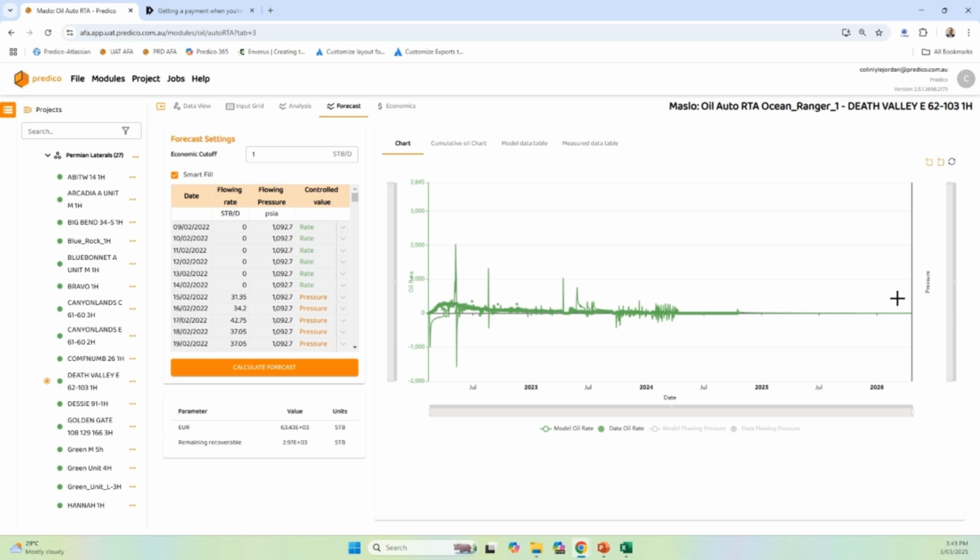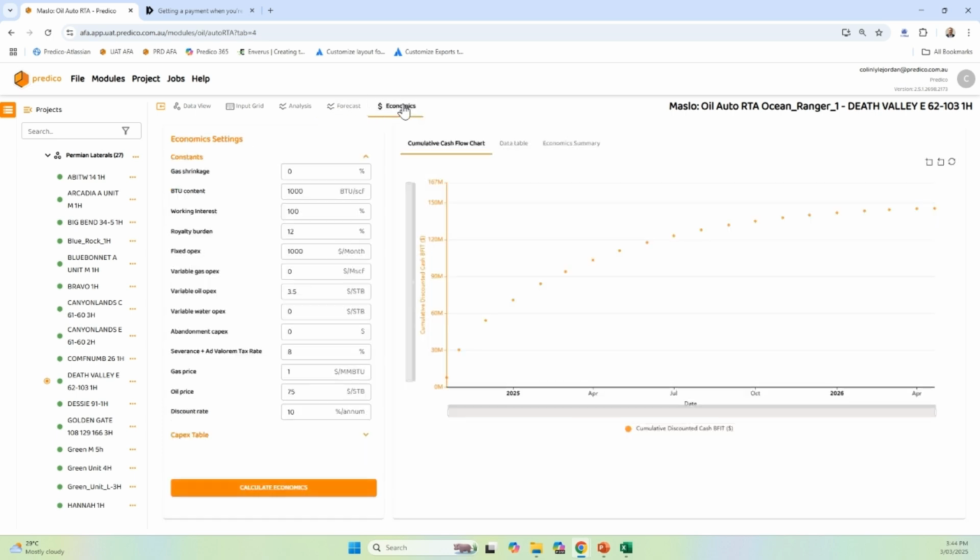Now let's take a look at some other features of our software here in terms of workflow. We do have an economics tab as discussed before. And if everything stays as is, our variable OPEX, oil and price costs, and things like that.